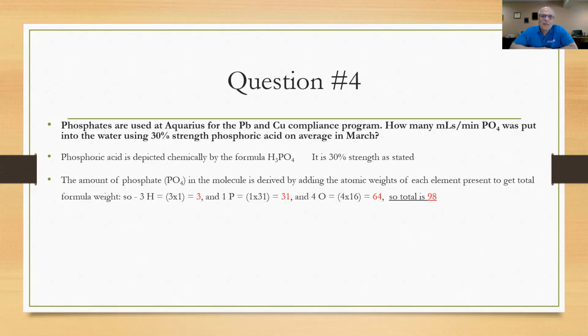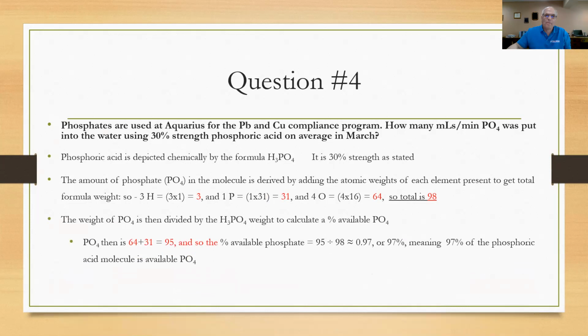So if you look at the amount of phosphate in the molecule, derived by adding the atomic weights of each element present to get a total. I'm going to get the total formula weight by seeing that there are 3 H's, and H is a 1 for atomic weight, so 3 times 1 is 3. So that's the contribution of hydrogen. In the phosphate, similarly, there's 1 P. 1 times the formula weight of phosphorus, 31, equals 31. And there are 4 oxygens. And oxygen is listed as 16 in the table. So that would be 4 times 16 or 64. So the total is 98, but not all of that 98 is PO4.